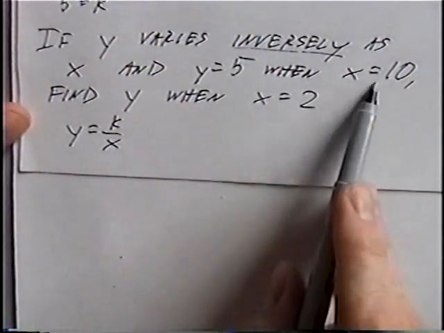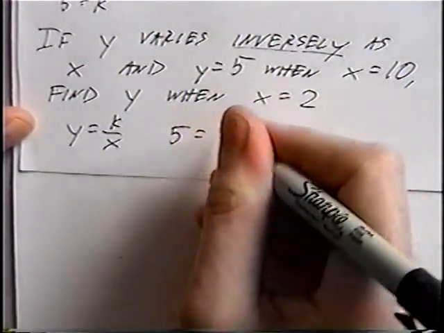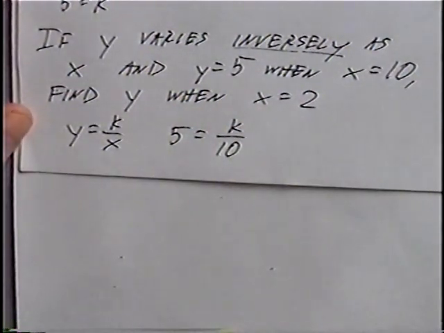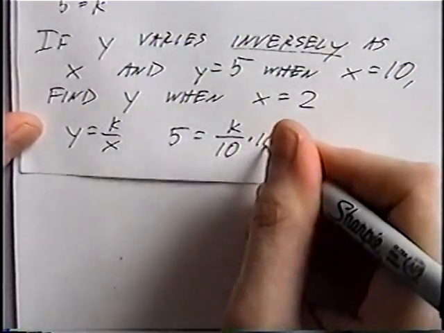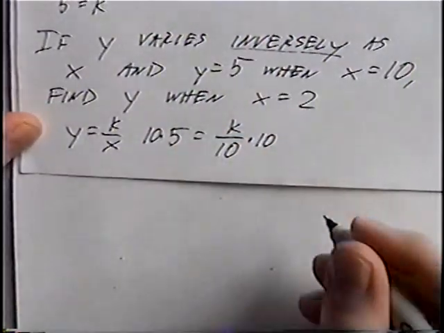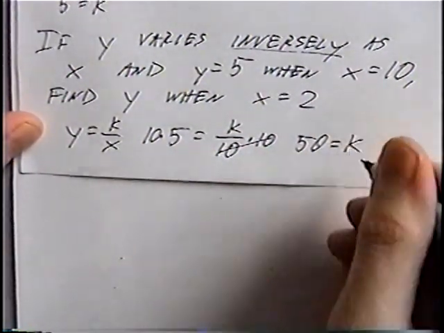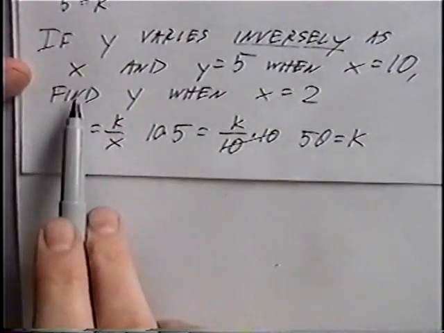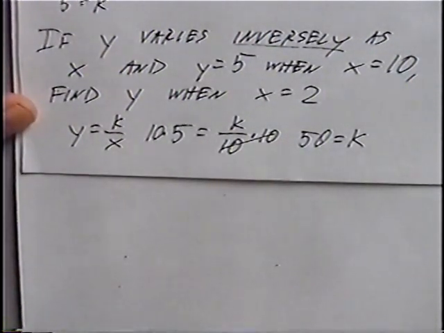Y is equal to 5 when x equals 10 means we can plug a 5 in for the y and a 10 in for the x. Solving for k, you can multiply both sides by 10. And 50 is equal to k, or k equals 50. Keep in mind, we're not solving for k. We want to find out what y is. Find y when x equals 2.